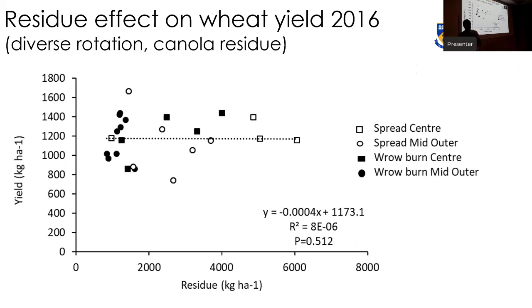Interestingly, where we had canola residue instead of cereal residue, we're not getting up to 10 tonnes anymore, we're only getting up to 6, but that's a flat line. So in the canola system, in the diverse rotation, there's no negative impact of residue on our crop yields. So that's a good story.